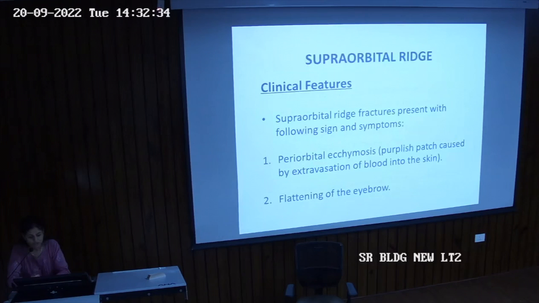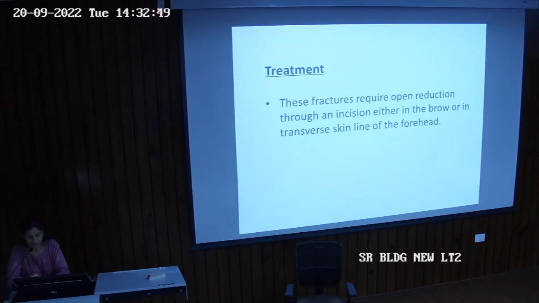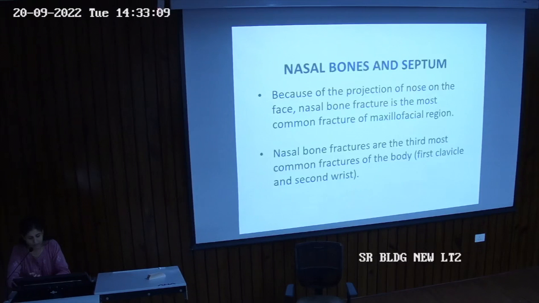Now, supraorbital ridge. The supraorbital ridge fractures present with the following signs and symptoms. There's periorbital ecchymosis and edema. There's flattening of the brow. There's proptosis or downward displacement of the eye. And there's an impacted bone fragment in the orbit. Now, what do we do for these? We give a brow incision in the transverse skin line of the forehead and we lift the bone, right? Frontal bone fractures which often extend into the orbit can be depressed or linear, with or without separation. They are commonly associated with brain injury and cerebral edema and require neurosurgical management.